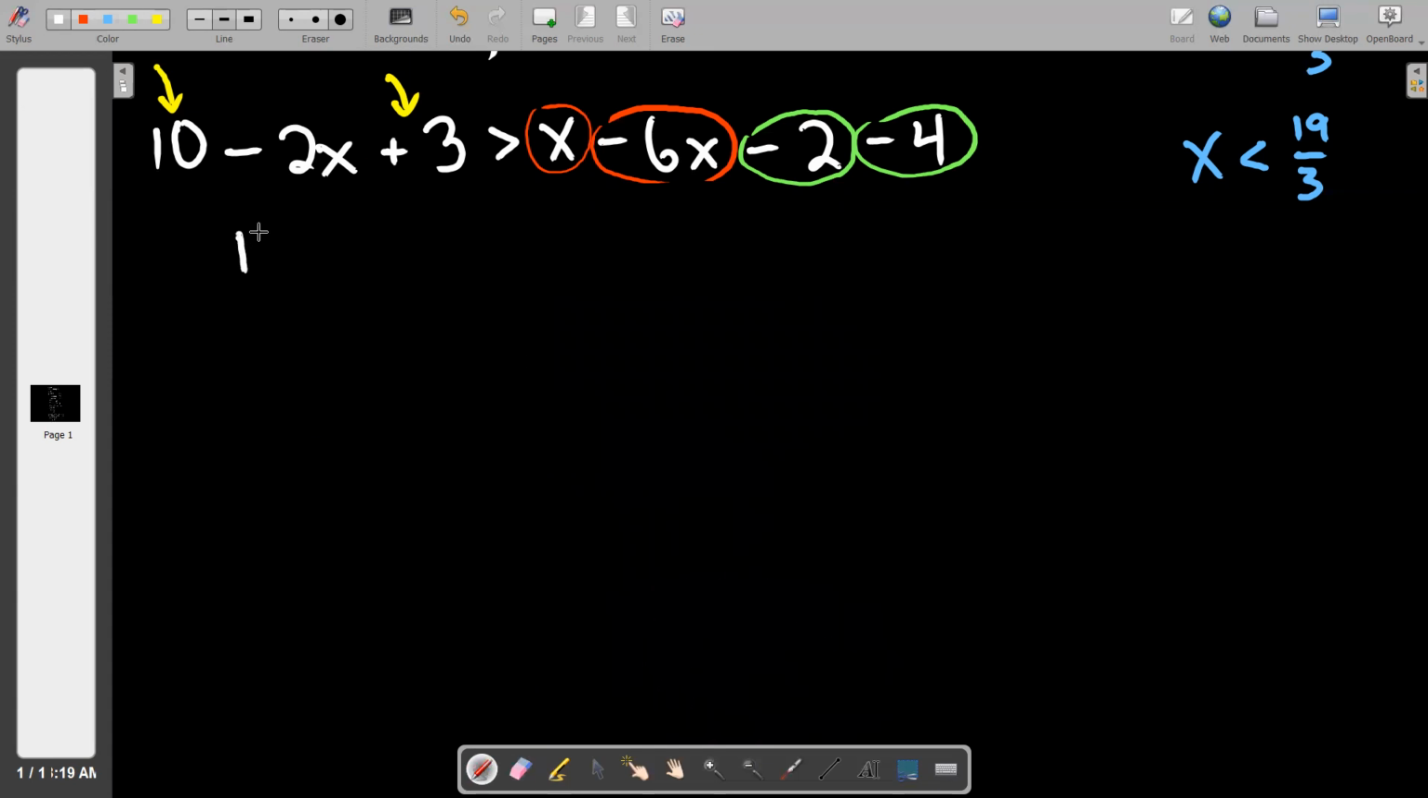Does your left side say 13 minus 2x? Yeah. And then your right side, you said you oopsied, negative 7x and then minus 6. Yeah. And then what did you do next? So you added the 7x.